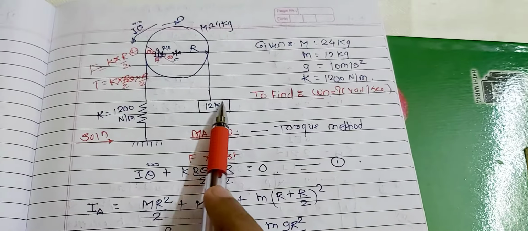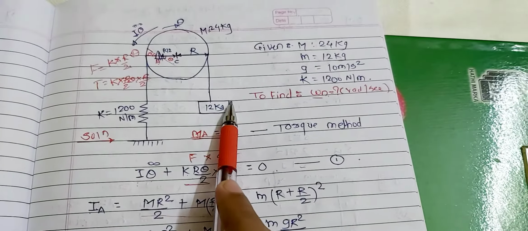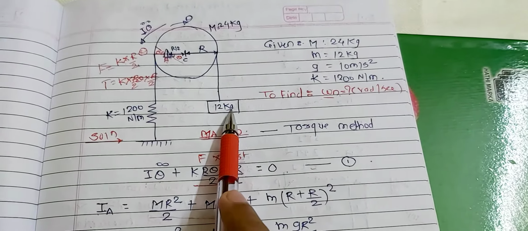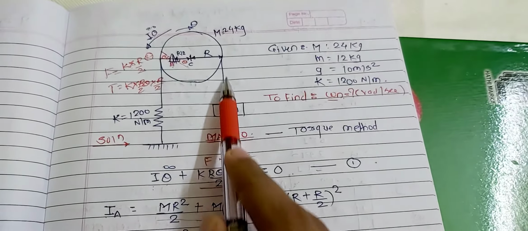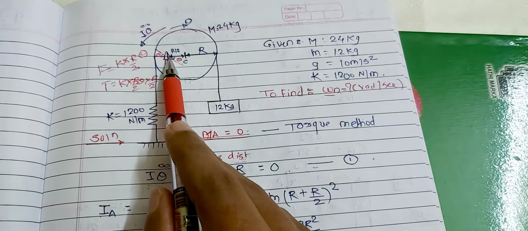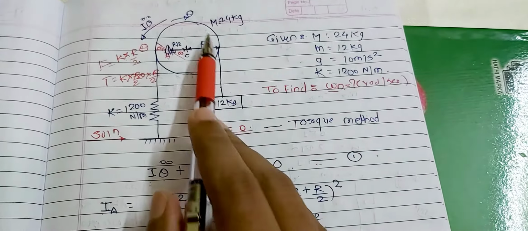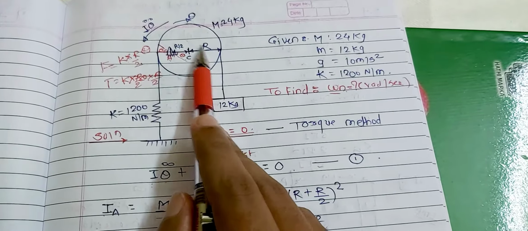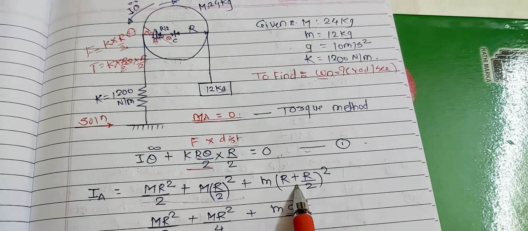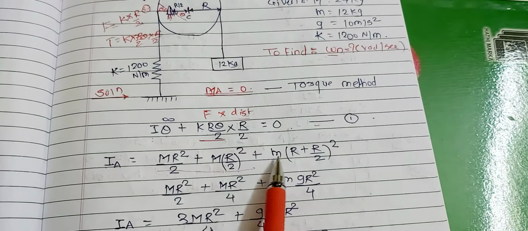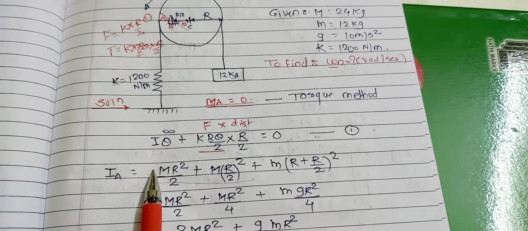But again this other mass is also given. We have to consider the inertia effect due to this mass as well. This mass is attached at r by 2 plus r. So again m into L square, where the total L is r plus r by 2. So ml square means r plus r by 2, bracket square. This is the small m, and that was the capital M.